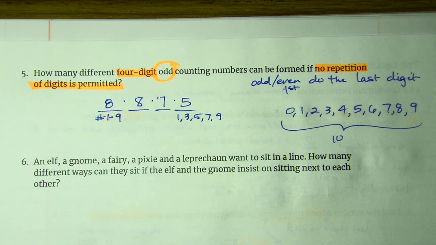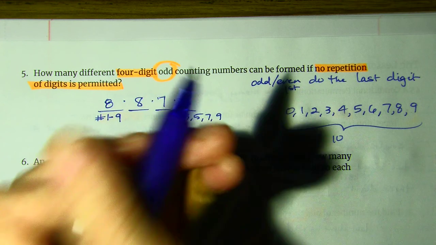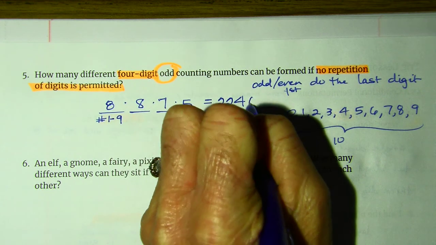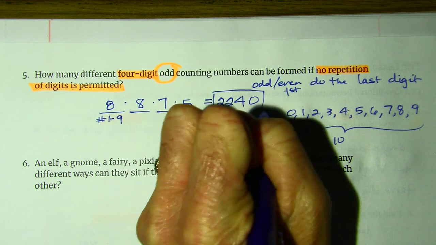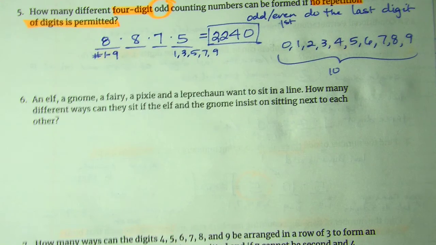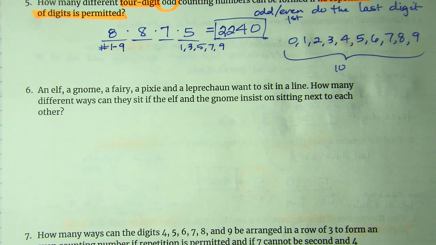So there's a lot of thinking that comes into here. 8 times 8 times 7 times 5, I got 2,240. Okay. Next, an elf, a gnome, and this is, again, very similar to homework.